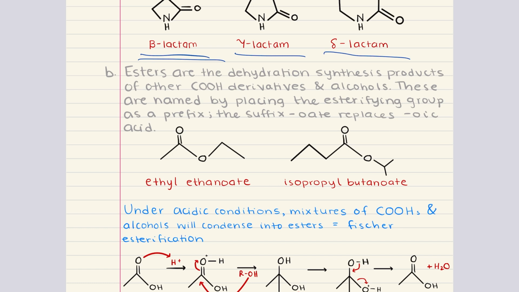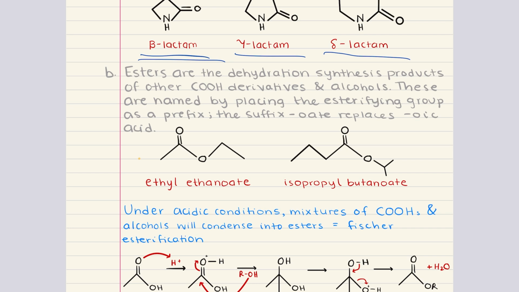Esters are named systematically by identifying two parts. The first part is the esterifying group, which comes from the alcohol. This group is named first, and it's written as a separate word. The second part is the acid portion, which is named by replacing the oic acid ending of the parent carboxylic acid with oate. Let's walk through the examples that are shown.